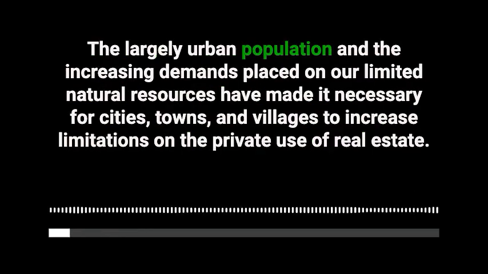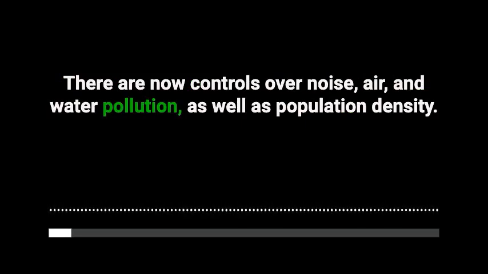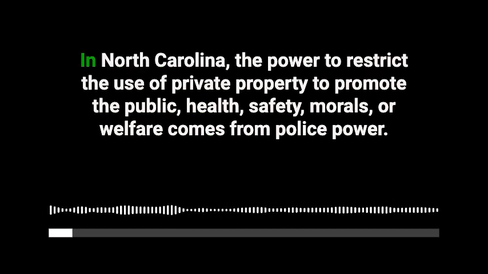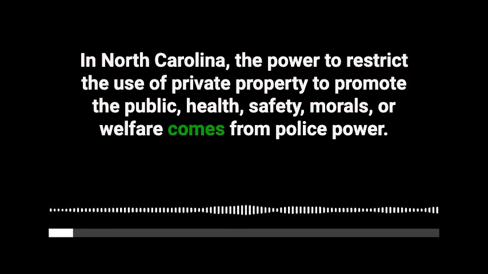A largely urban population and the increasing demands placed on our limited natural resources have made it necessary for cities, towns, and villages to increase limitations on the private use of real estate. There are now controls over noise, air, and water pollution, as well as population density. Public land use controls include planning, zoning, subdivision regulations, building codes, and environmental protection legislation. In North Carolina, the power to restrict the use of private property to promote the public health, safety, morals, or welfare comes from police power.